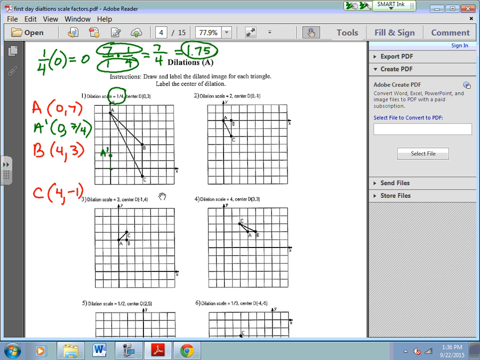All right, do me a favor. See if you guys can figure out the new coordinates of B prime. See if you guys can get the new coordinates of B prime.